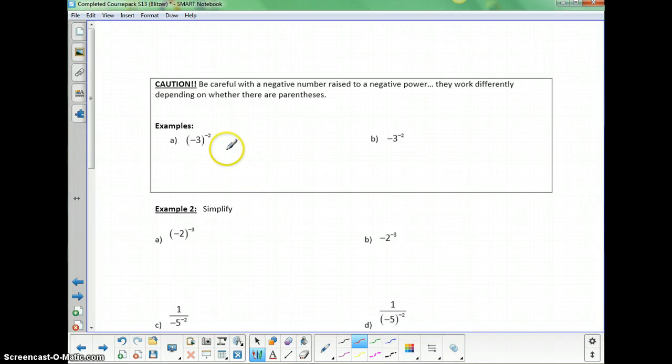Caution, be careful anytime you have coefficient negatives. A coefficient negative and a negative exponent are not the same thing. So let's just look at how these two examples work. This negative 2 power will move the entire negative 3 to the bottom and raise it to the positive 2 power. 1 over negative 3 squared is 9.